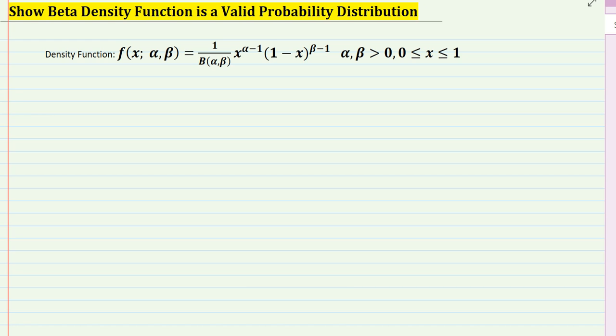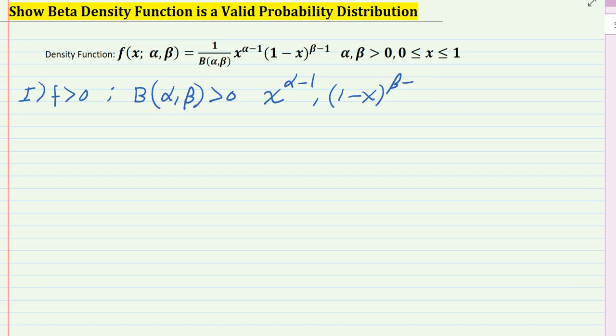So in order to show that this is a valid density function, we need to do two things. One, we need to show that the function is positive. Okay, and this is indeed true for the beta density function, because B(alpha, beta) is positive, and in the interval from 0 to 1, x to the alpha minus 1 and 1 minus x to the beta minus 1 will also be positive. Remember, alpha and beta were positive themselves as well. Okay, so we established the first fact.